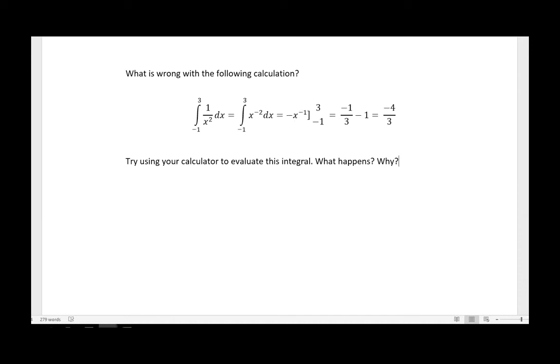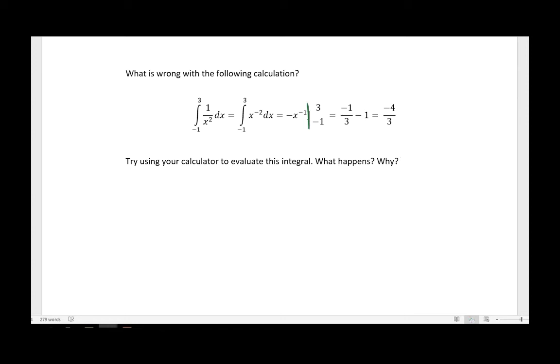And I'm evaluating, right? So I'm going to evaluate this antiderivative as x goes from -1 to 3. So I'm plugging in the upper limit. So when I plug 3 in, I get 3 to the -1, which is really 1 over 3. And when I plug -1 in, I really get -1 to the -1, which is 1 over -1, and I get that result. Right? So it looks like this is legitimate work here. Looks like we would get a numerical value.